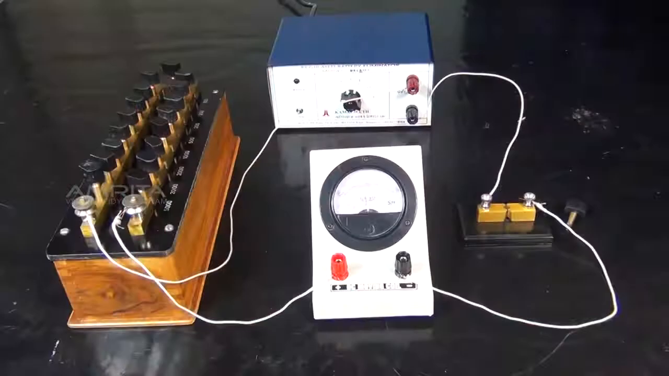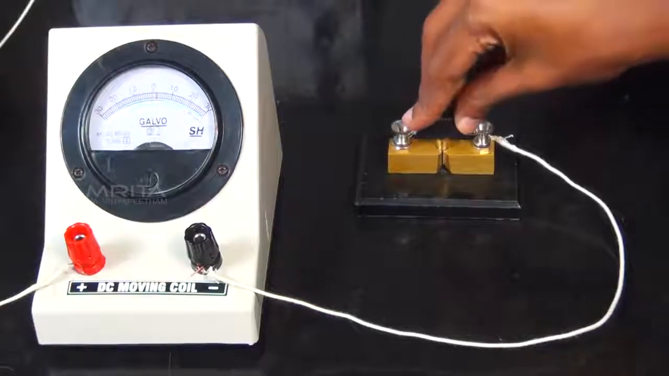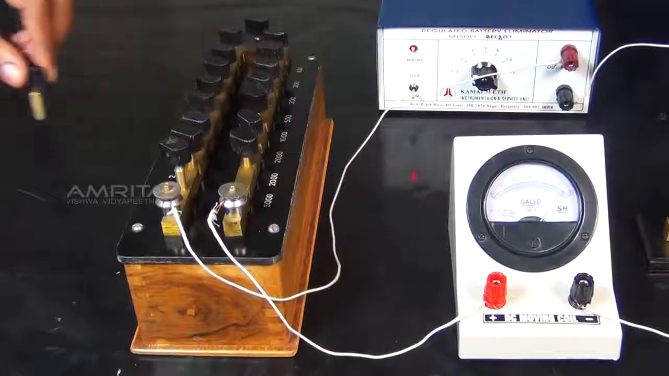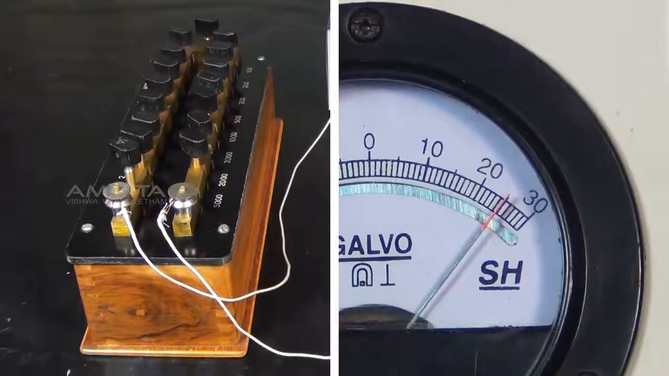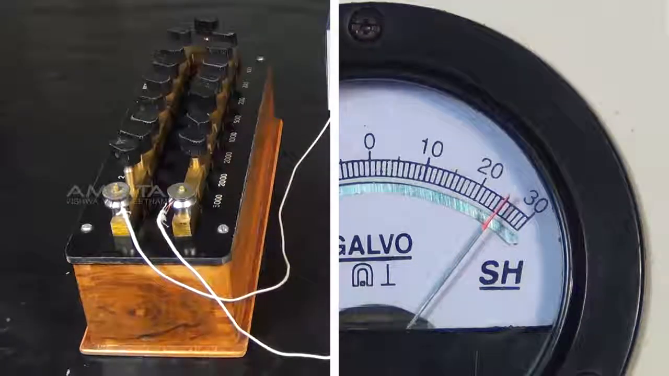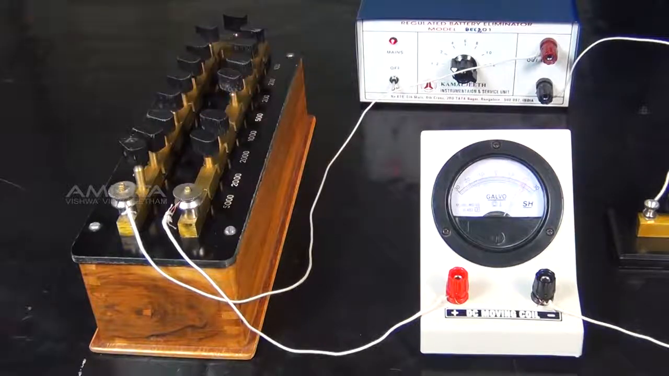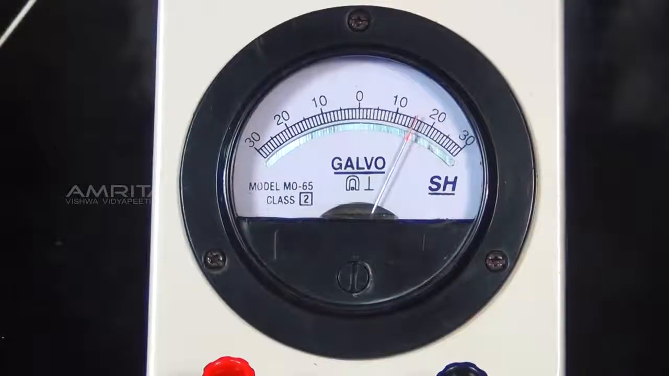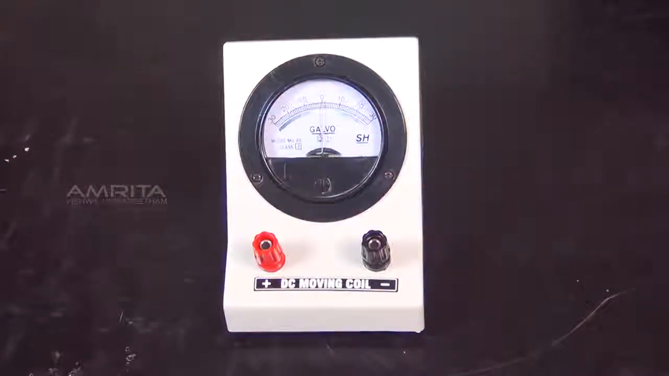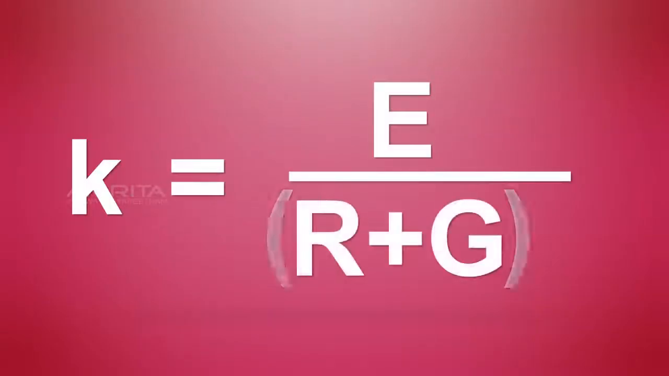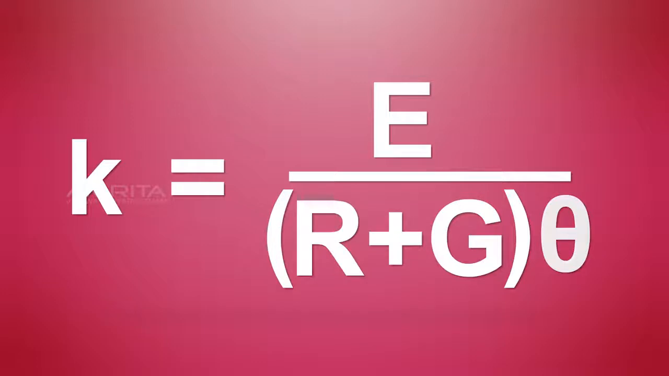To find the figure of merit of the given galvanometer of resistance G, construct the circuit as per the connection diagram. Insert the key and take out a high resistance from the resistance box. Note the deflection theta in the galvanometer for the resistance R. Repeat the experiment for different values of R and note the corresponding deflection in the galvanometer. The figure of merit of the given galvanometer can be calculated each time from the relation K is equal to E divided by R plus G into theta.